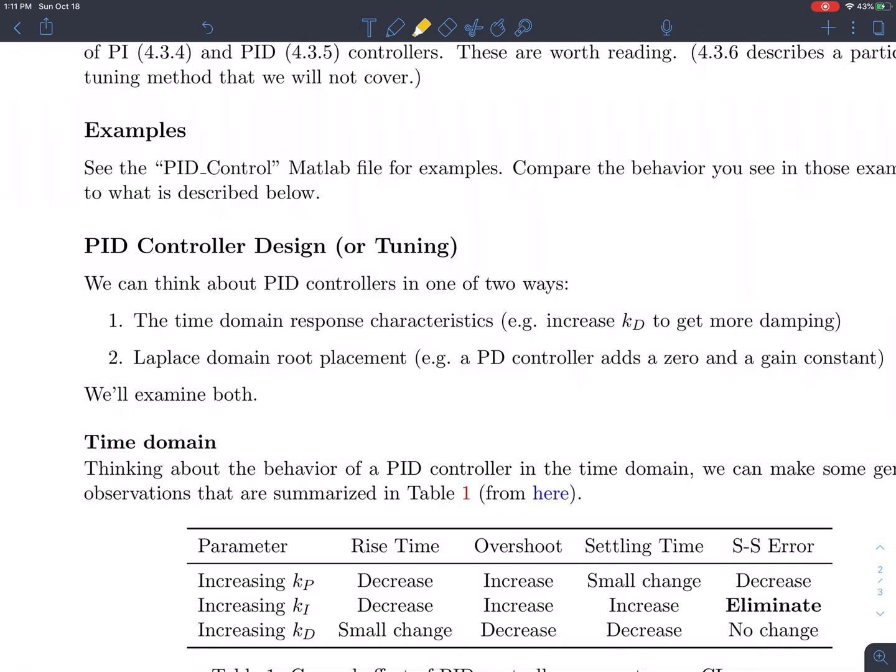There's a PID control file in some of the content that comes in, I think that's module 7. We'll go over that in a separate video.